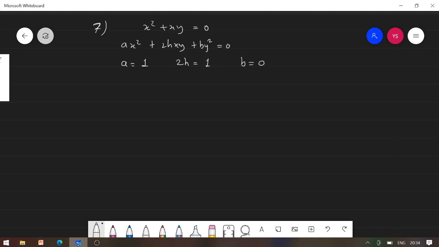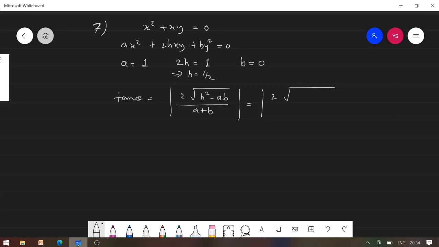For finding the acute angle between the lines, we have the formula tan theta equals mod of 2 times root of h square minus ab divided by a plus b. So replace h, a and b by their values. We get modulus of 2 times root of h square. What is the value of h? h becomes 1 by 2. So we have 1 by 2 the whole square minus ab, meaning 1 into 0, divided by a plus b, meaning 1 plus 0.